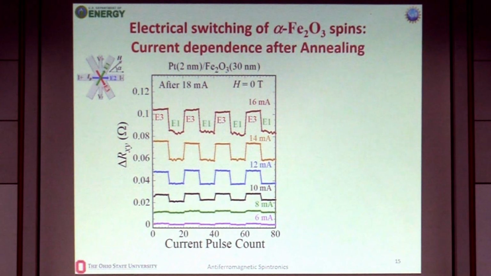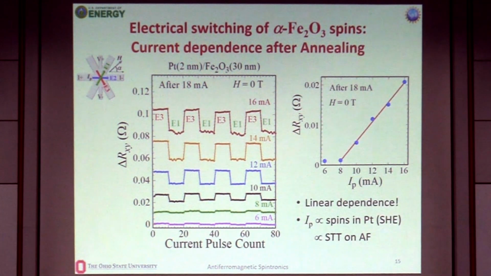So now let's see. We anneal it, and then we vary the pulse current magnitude from pretty small, 6 milliamp, to 16 milliamp. They all show the square wave feature, but the magnitudes are different. Clearly it is larger at 16, then getting smaller, and still detectable at 6. So we plot this magnitude of delta R as a function of the pulse current magnitude.